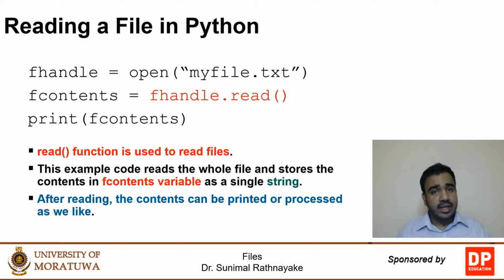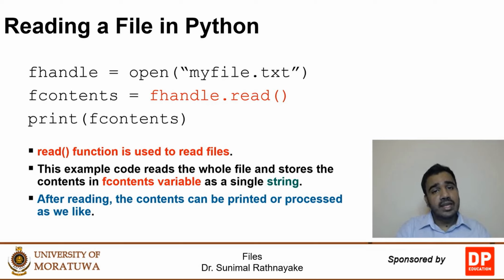After opening the file, we can read the file contents. In this example, in the first line, we open our text file myfile.txt without specifying a mode, which will result in opening the file in the read mode. The open file will be assigned to the file handle named fhandle.